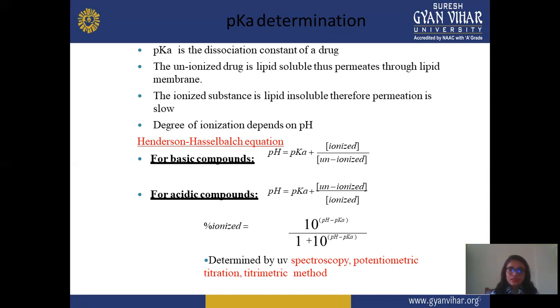This means for a basic compound you divide the ionized by the unionized form, and for an acidic compound you divide the unionized drug by the ionized drug. And how do you calculate the percent ionized amount? Percent ionized equals 10 to the power (pH minus pKa) divided by 1 plus 10 to the power (pH minus pKa). It is determined by UV spectroscopy, potentiometric titration, and titrimetric methods. With these techniques you calculate the pKa value, or how much solubility there is, according to the type of weak base or weak acid.